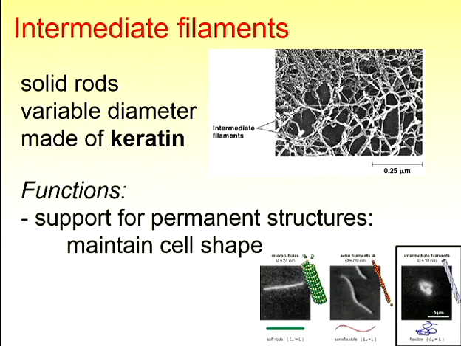So intermediate filaments, they are the most permanent, they are the most flexible, they are purely meant for support, putting things in place, so not for movement. Kind of really like a skeleton of the cell.